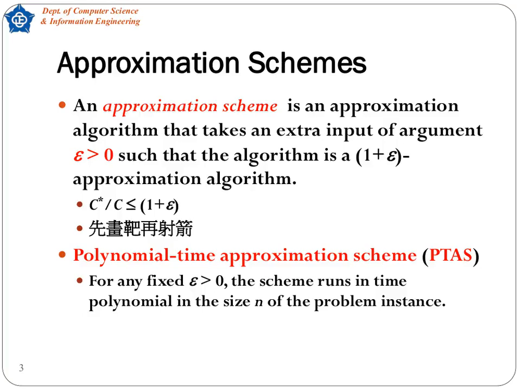A handy way to think about this is the Chinese proverb: draw the target first, then shoot the arrow, meaning we choose our desired accuracy up front before running the algorithm. When such a scheme runs in time polynomial in the input size n for every fixed epsilon, we call it a polynomial time approximation scheme, or PTAS.